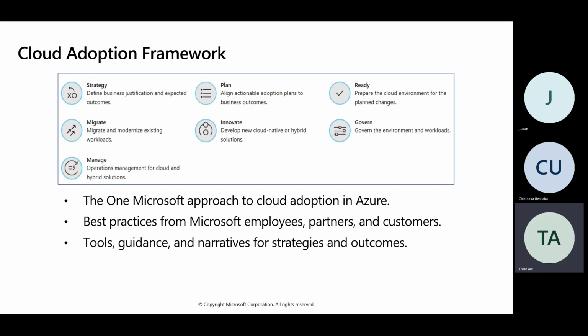That's the ready aspect. Then we can adopt: migrate, moving the existing workload that we have on premises to the cloud, or innovate, whereby we build something new that is cloud native, or even bring about a hybrid solution of on-premises and cloud coexisting together. Once that is done, then of course the govern part as well. And finally, you manage all of the workload that you have in the cloud. So that's basically the cloud adoption framework.